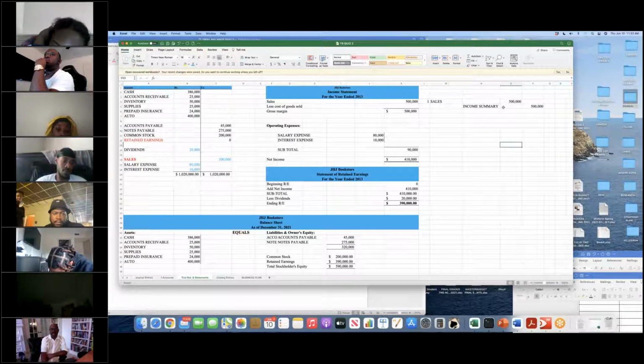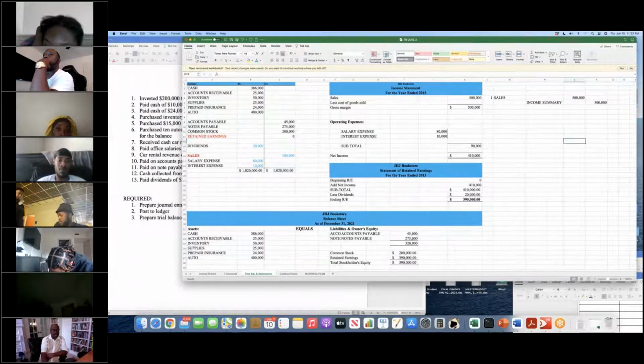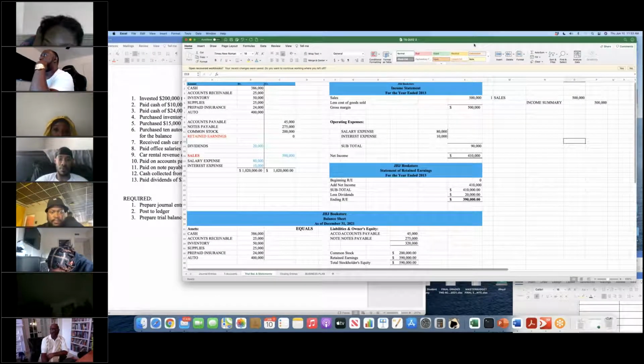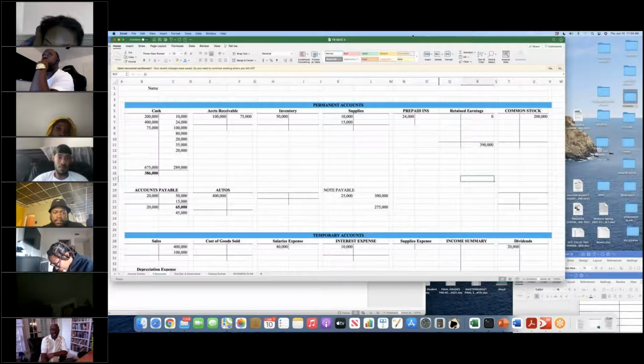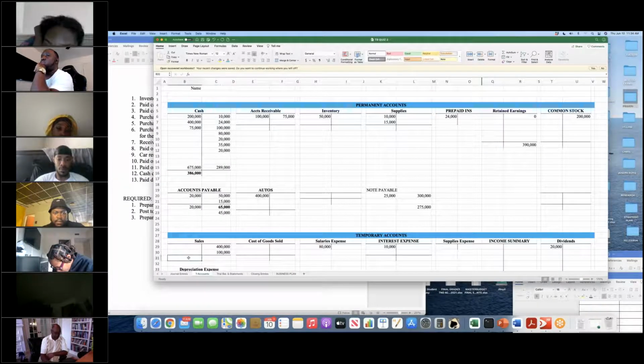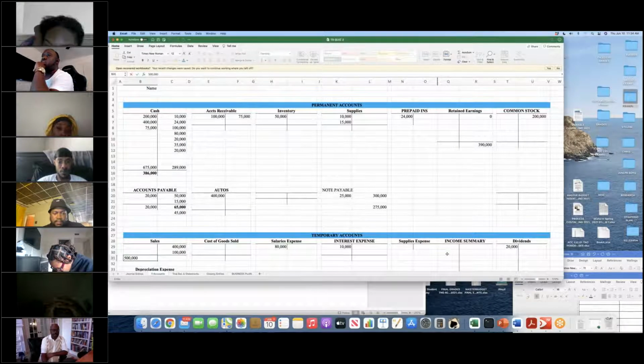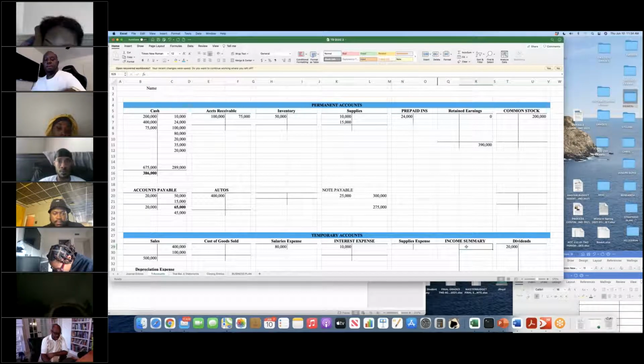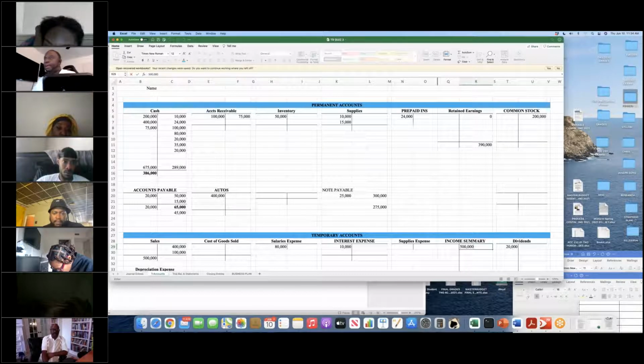Whenever we make a journal entry, we have to post it. And so now we're going to come back to our T accounts. And we're going to debit sales, 500,000. And we're going to credit income summary, 500,000. This is just a temporary account that we close because we don't want a lot of interest in retained earnings. We want to make sure that it's only in earnings and dividends.